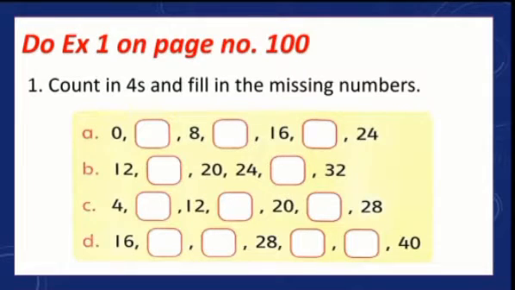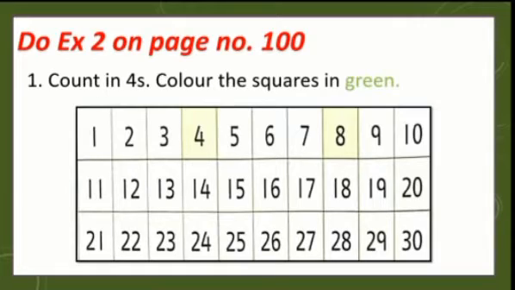Open page number 100 and do exercise 1. Count in 4s and fill in the missing numbers. We have already done that. Now complete all the parts in the book. Now move towards exercise 2 on page number 100. Here count in 4s and color the squares in green. Now take out your green color pencil and color the squares green by counting in 4s. Like 4, then 8.